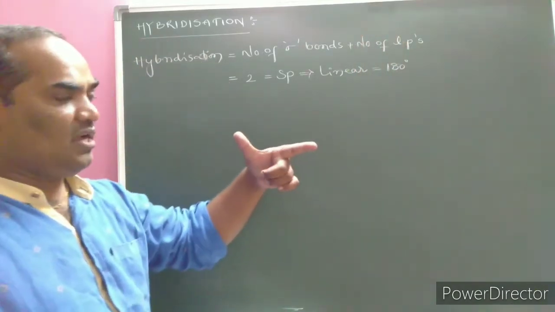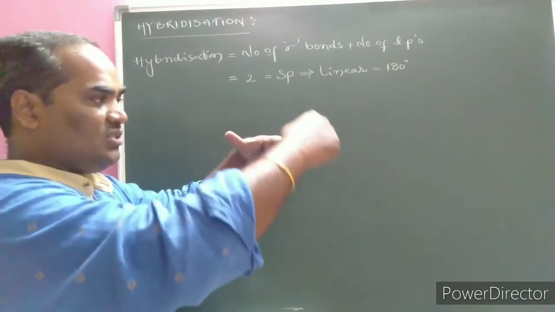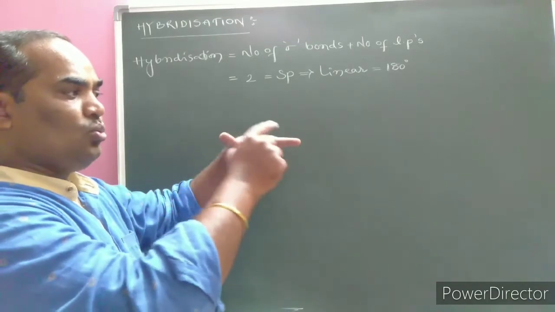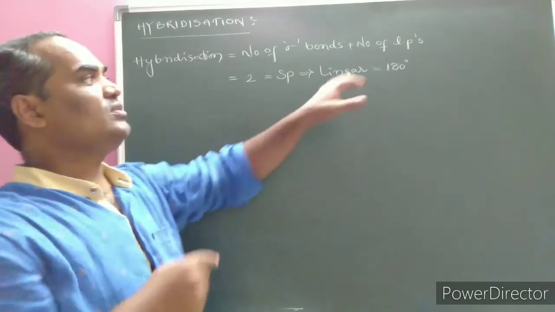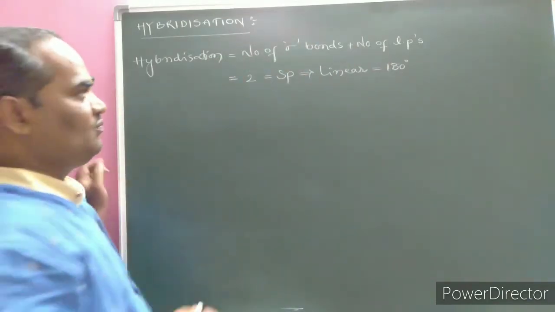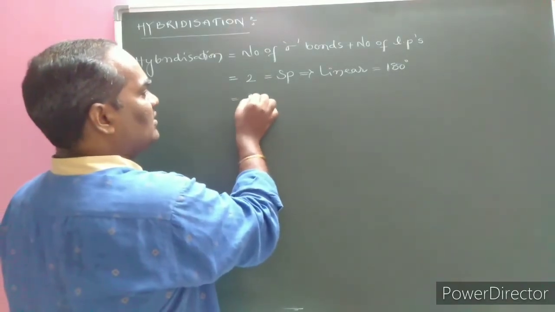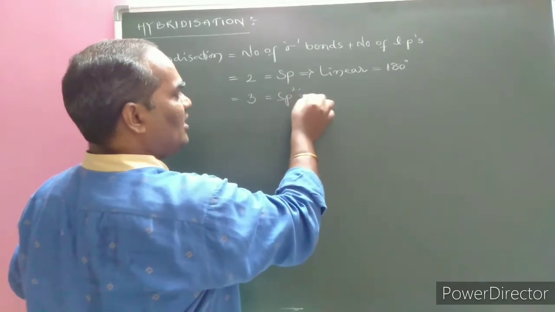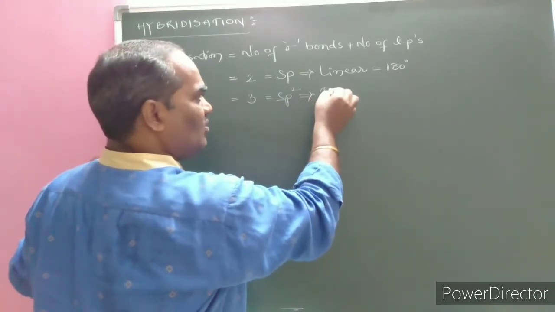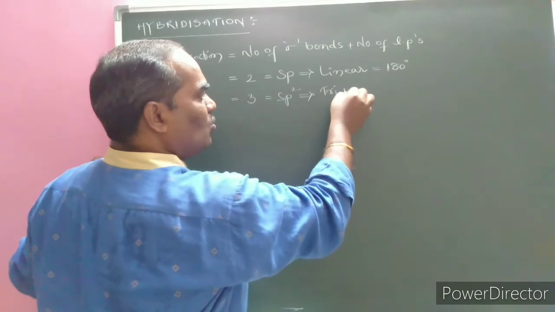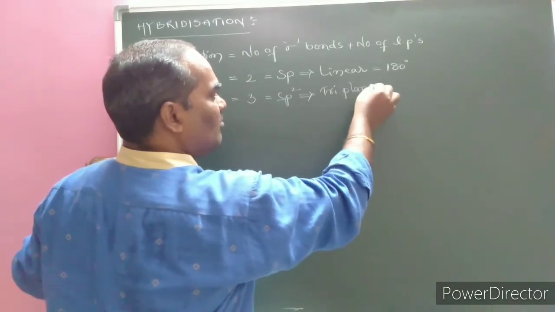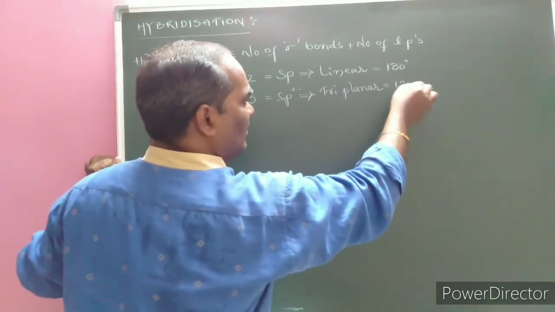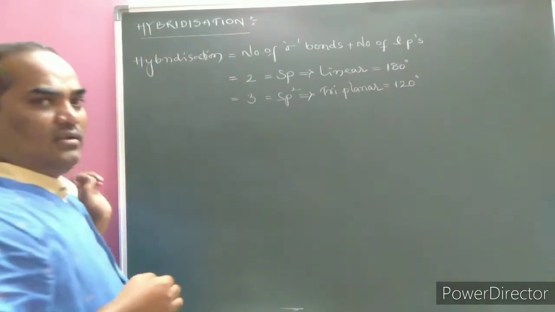Because two orbitals are there, imagine a total circle. In this circle, 360 degrees is there. Two cones are present, and 360 by 2 is equal to 180 degrees. Now if this value is 3, the hybridization is sp2. What is the shape of the molecule? The geometry is trigonal planar, and the bond angle is 120 degrees.